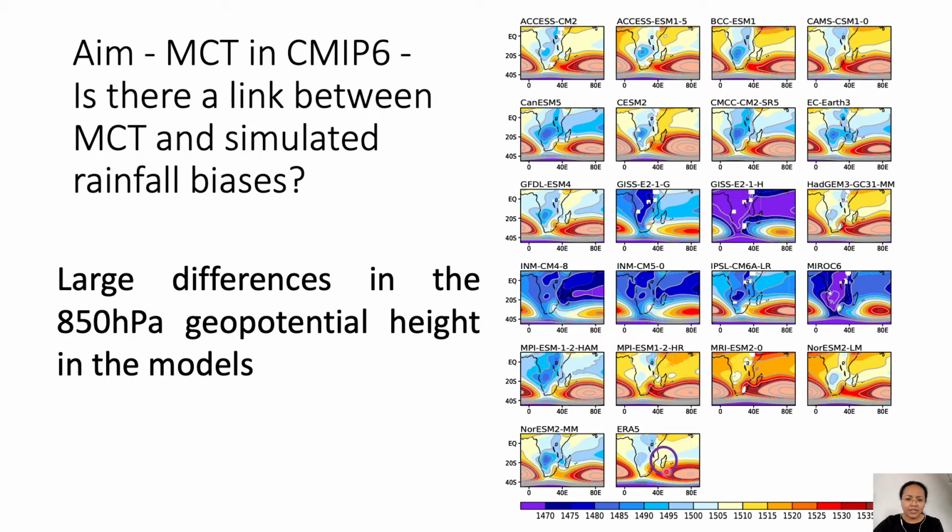So MCT is the low pressure area, the blue pattern within the Mozambique channel in the ERA5. And as you can see, the models actually have a different representation of not only the low pressure area over the Mozambique channel, but the geopotential height itself.